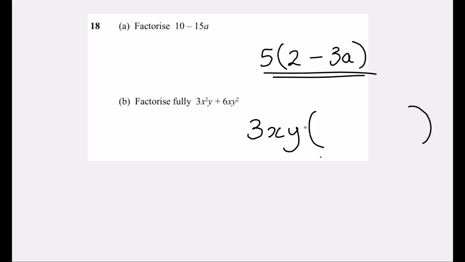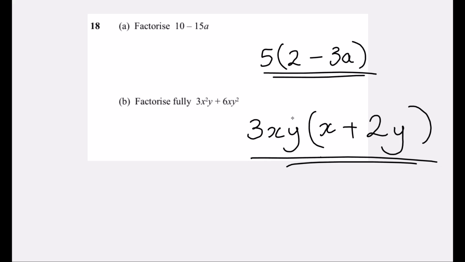What do I have to times 3xy by to get 3x squared y? So x times x makes x squared. That's the only difference. So we want another x inside. 3 times something makes 6. That's 2. We've already got the x, and y times y makes y squared. So that is our answer. If we expand the bracket, we go back to what we started with.